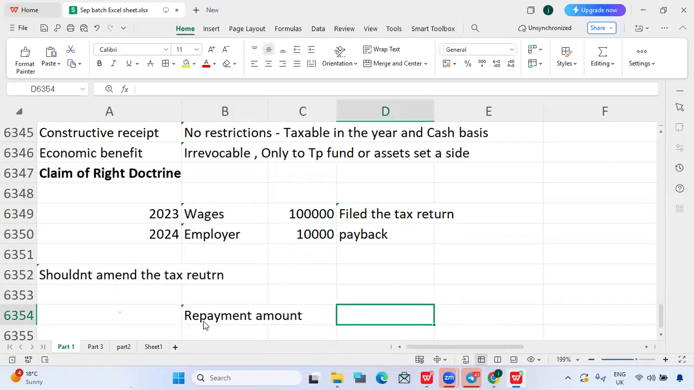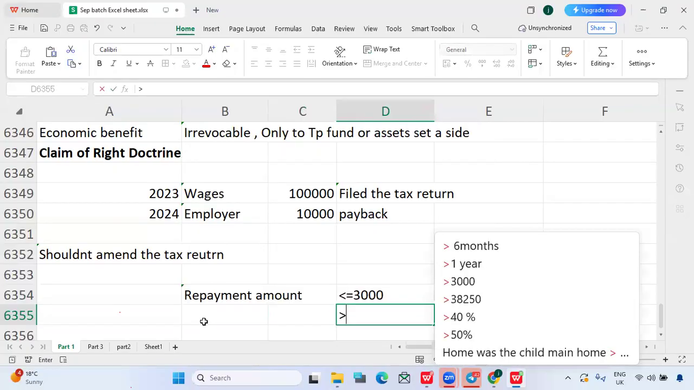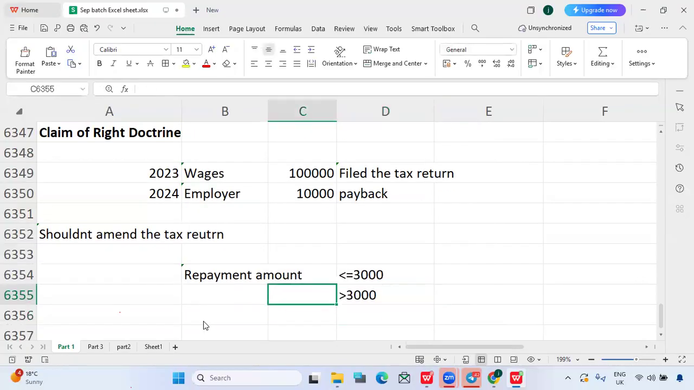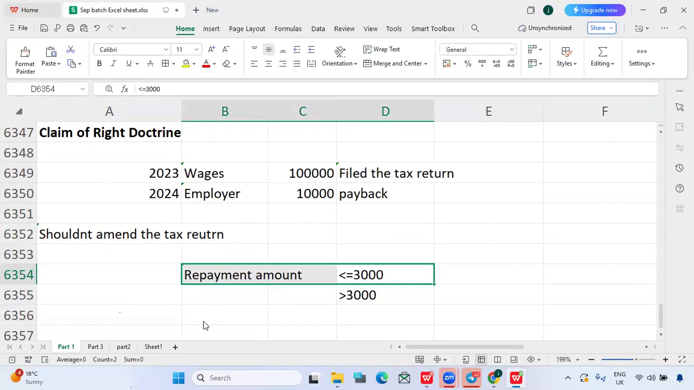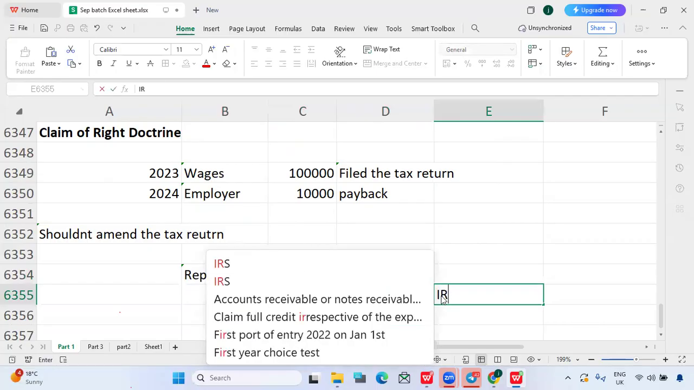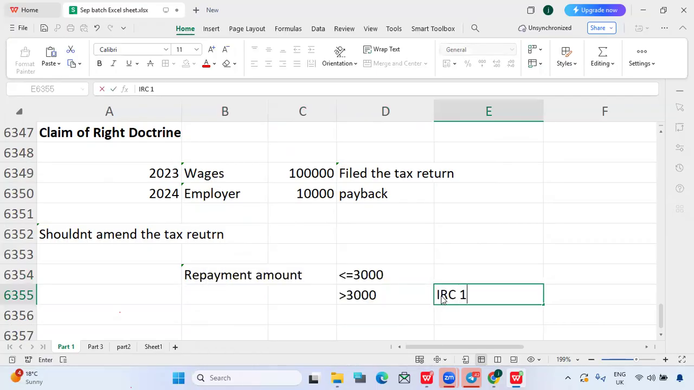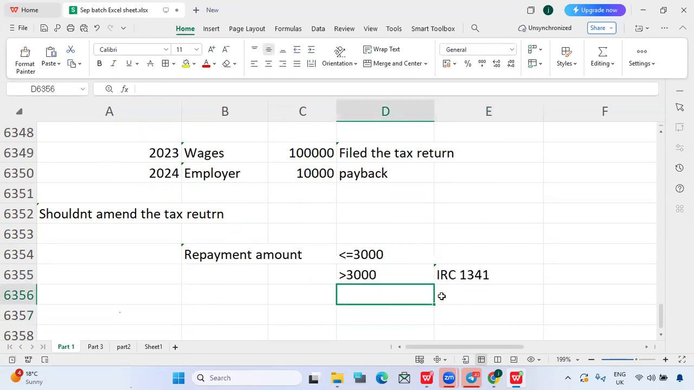Repayment amount less than or equal to 3,000, and another case repayment amount more than 3,000. So make sure to see the limits. For repayment amount more than 3,000 we have IRC code section 1341. Under this section we have two options.